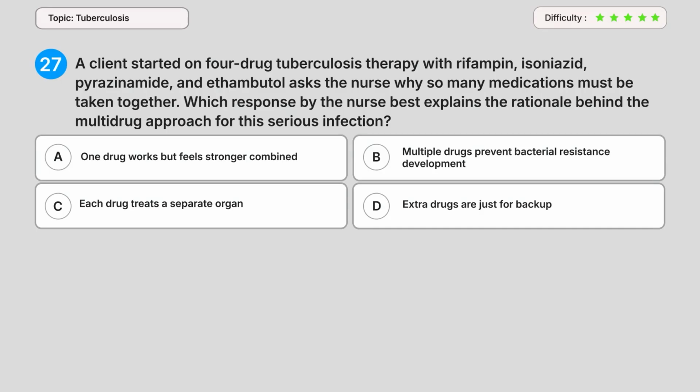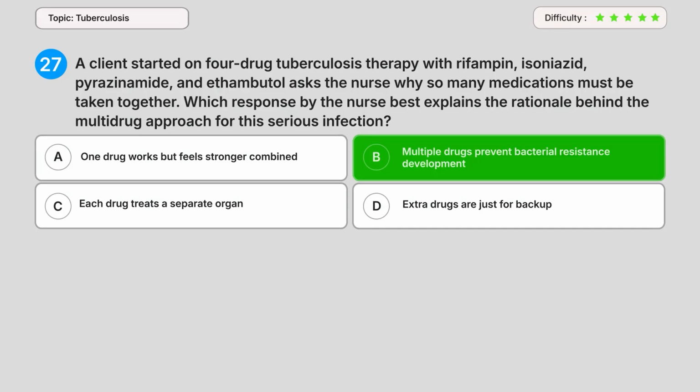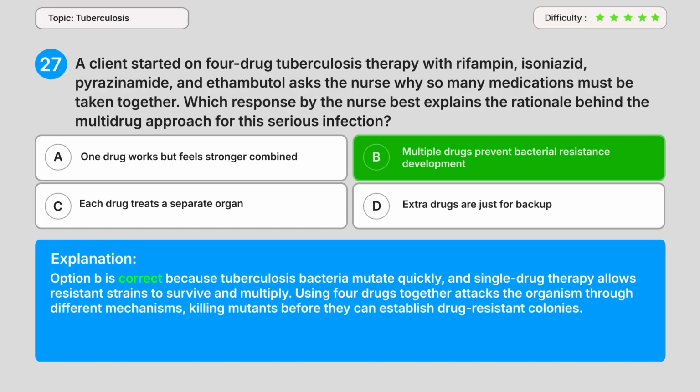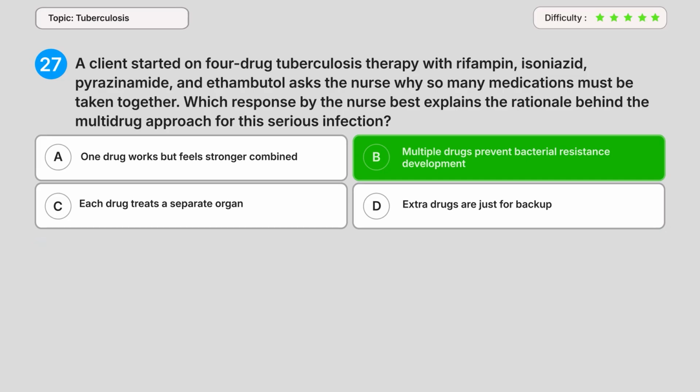Correct answer, B. Multiple drugs prevent bacterial resistance development. Explanation. Option B is correct because tuberculosis bacteria mutate quickly, and single drug therapy allows resistant strains to survive and multiply. Using 4 drugs together attacks the organism through different mechanisms, killing mutants before they can establish drug-resistant colonies.